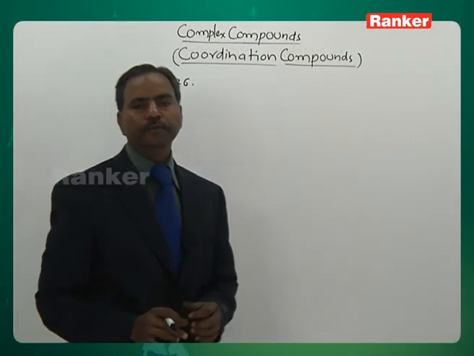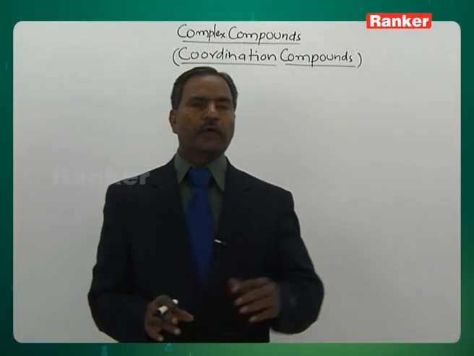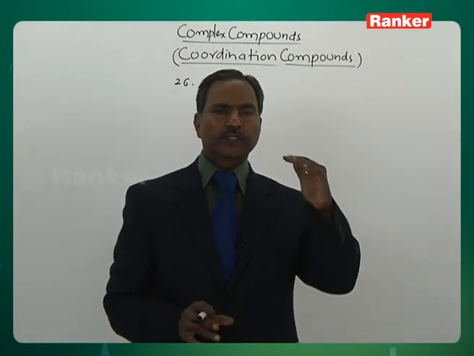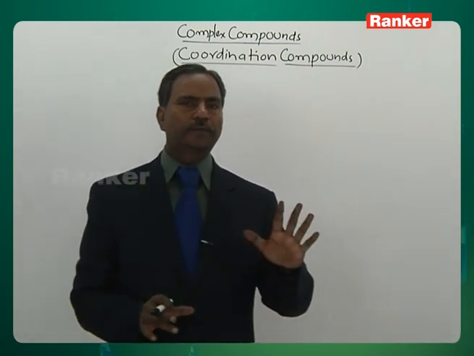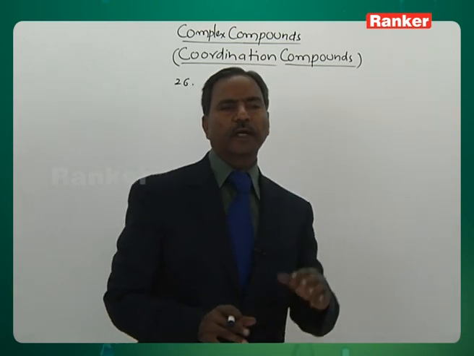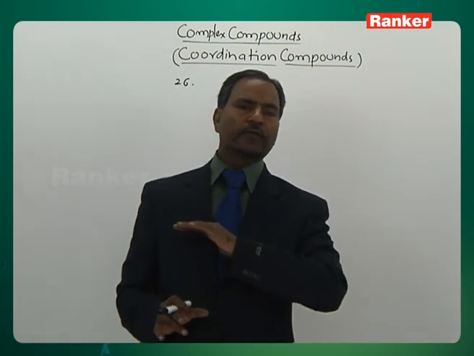Question number 26. Which of the following possess tetrahedral geometry? A. Copper tetraammine 2+, B. Nickel tetraammine 2+, C. Nickel DMG taken twice, D. Zinc CN taken 4 times. Consider copper with plus 2 and coordination number 4: all are found to be square planar, not tetrahedral. Copper plus 2 complexes are generally square planar with dsp2 hybridization, not tetrahedral.